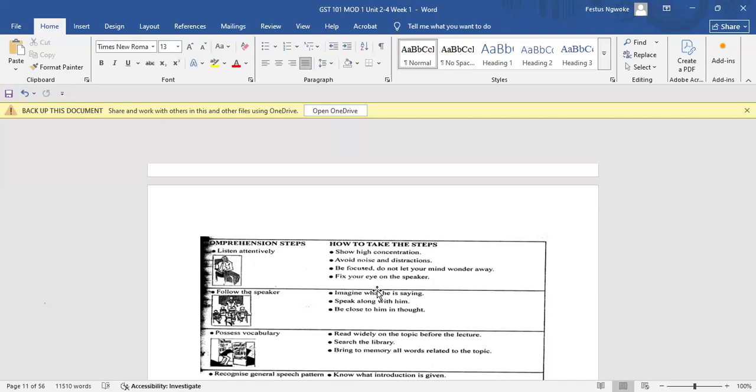Be focused and do not let your mind wander away. Yes, I mentioned that when I was talking about being focused. It is not like you are here, but your mind is in Lagos. No, no, no. You are not focused. And two, fix your eye on the speaker. These are the things you do. When you fix your eye on the speaker, it will help you not to be easily distracted. Little things will not distract you, because distraction can easily come anyhow.